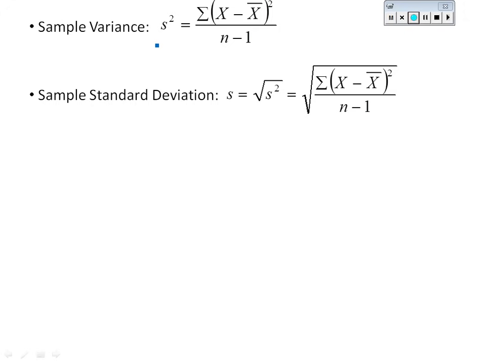So let's start there. Remember, for your samples, you're just using those Roman letters. So literally, when you see S squared, it is just an S. There's no fancy name for it. It's S. That's all it is. Your X bar, literally read as X bar, remember that's your sample mean.